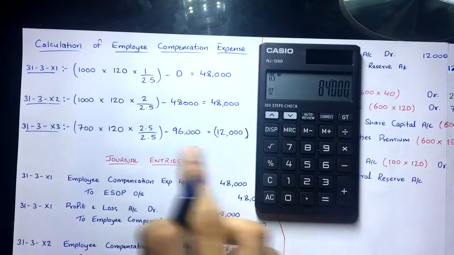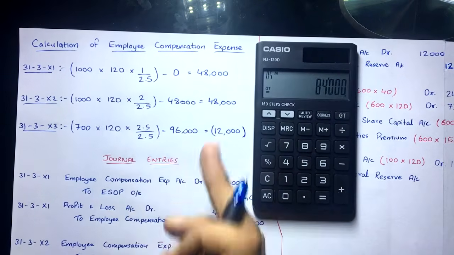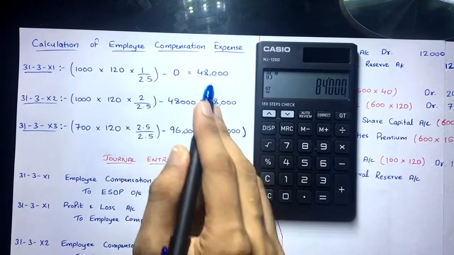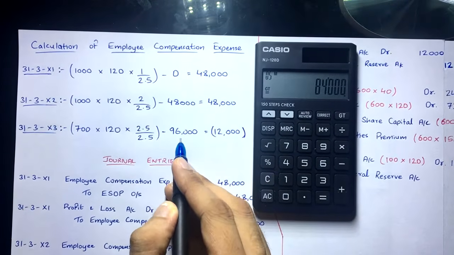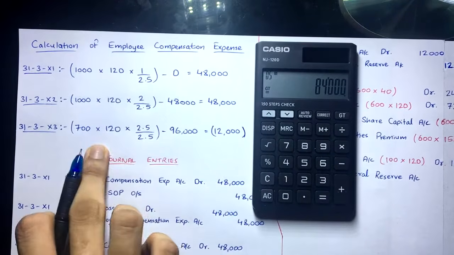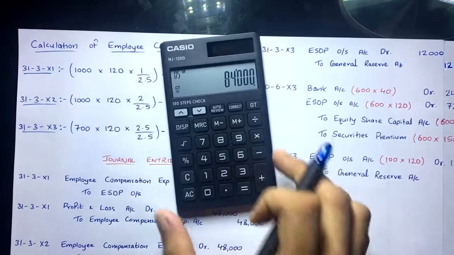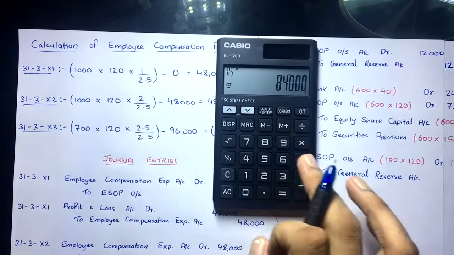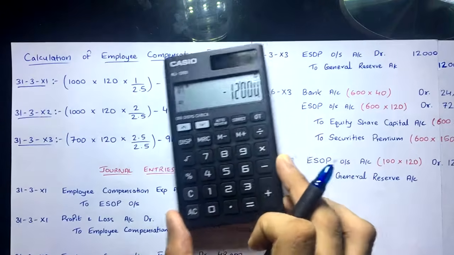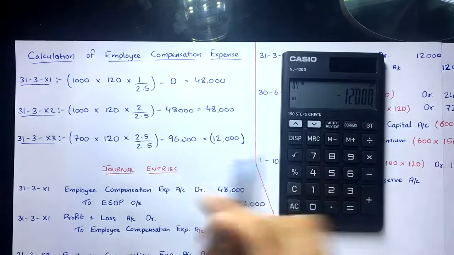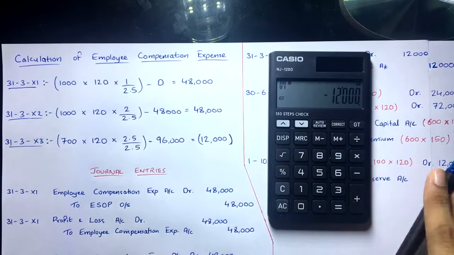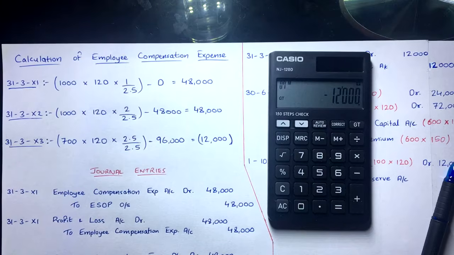Now again we have to deduct whatever we recorded previously in the P&L. We recorded in the first year 48,000, in the second year 48,000. So in total we have recorded 96,000. So 96,000 we have to deduct in the third year. 84,000 we got from this calculation, so minus 96,000, that is equal to minus 12,000. Whenever we get figures in negative, that means we have recorded more expense and we have to reverse the expense.